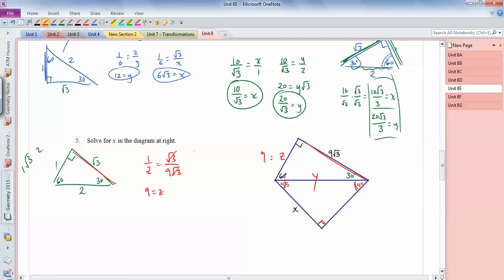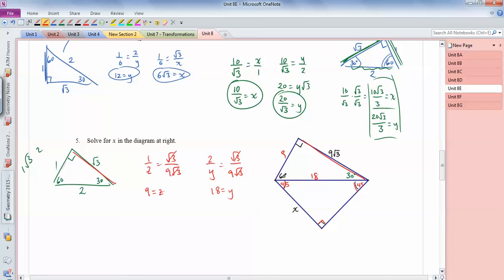And then the y, we've got 2 over y equals root 3 over 9 root 3. Root 3's cancel, and then 18 ends up being y. So that's how we get the 18 there. So let me just mark it up so that the 9 is here, the 18 is here.